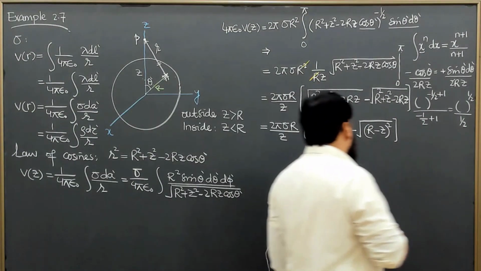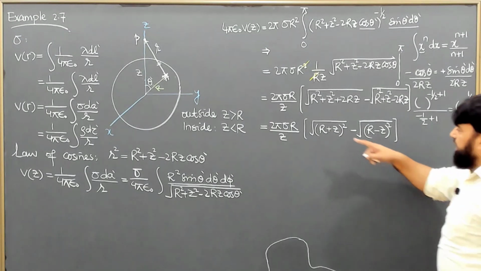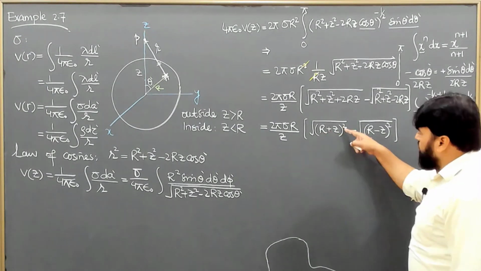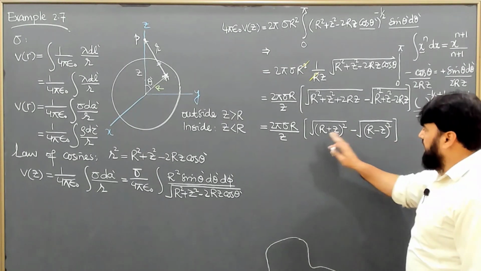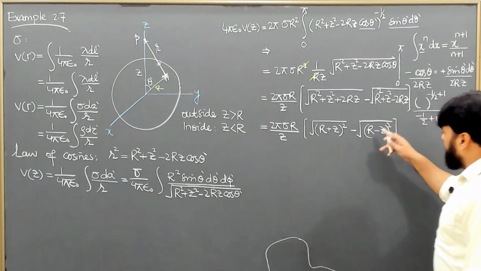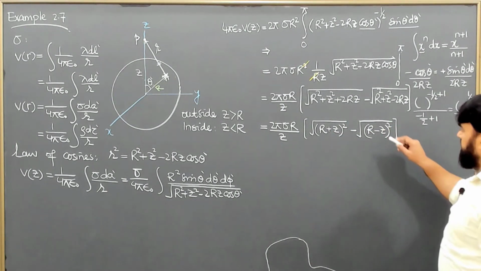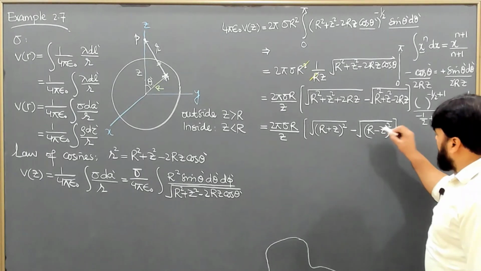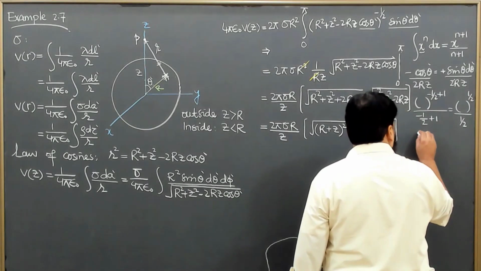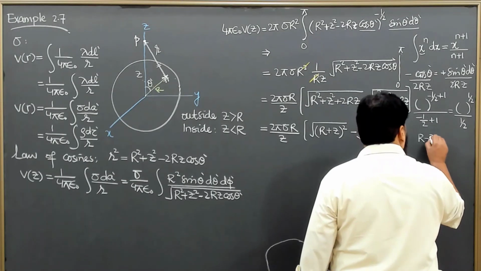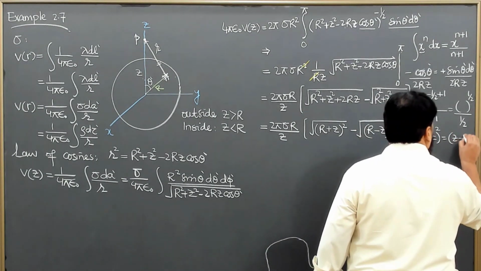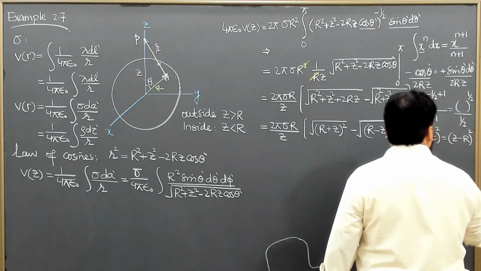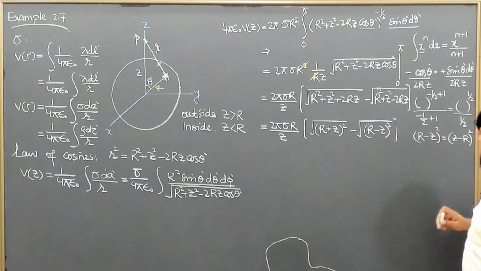So keep the values here. This is r plus z whole square. Whether z is less or more than r, it doesn't matter here. But here we will have to be careful that the r minus z whole square is also equal to z minus r whole square. There is no difference at all here.